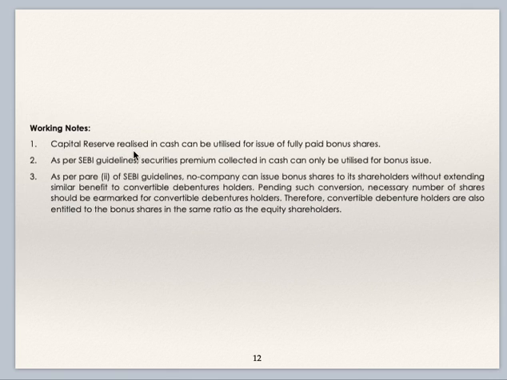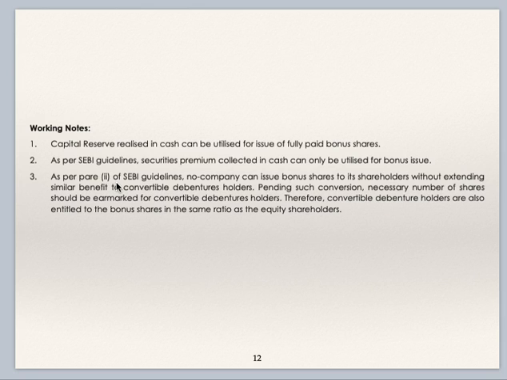Working notes: capital reserve realized in cash can be utilized for issue of fully paid bonus shares. As per SEBI guidelines, securities premium collected in cash can only be utilized for bonus issue. This we have already discussed. Capital reserve and securities premium is to be utilized for bonus if and only if it is received in cash.